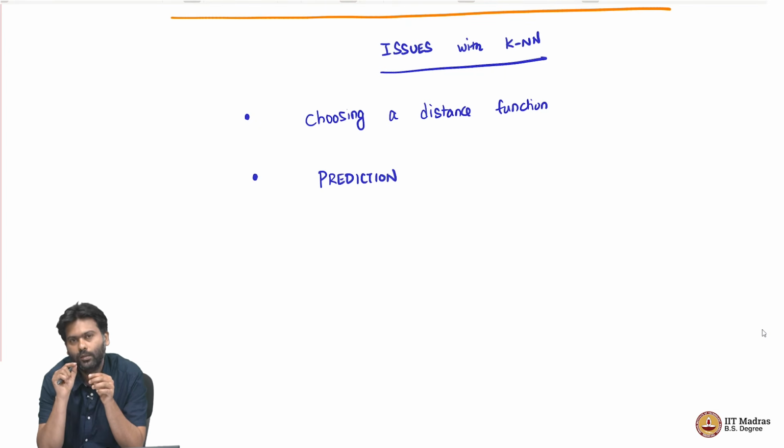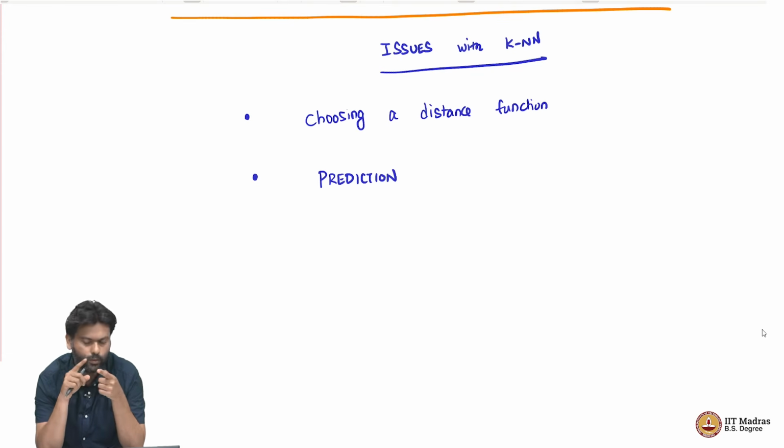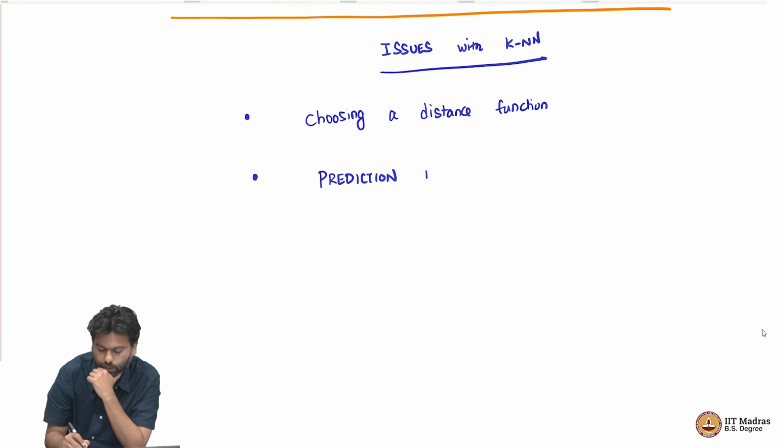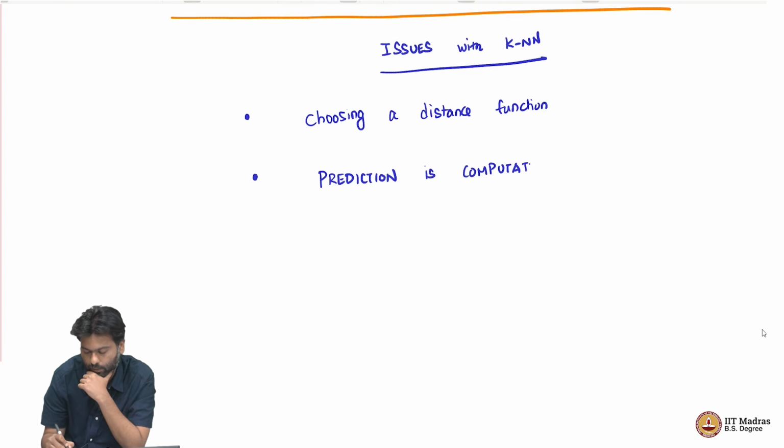To find the top k neighbors, maybe you can use some properties of the distance function to reduce this computation. Still, it's going to scale with the number of data points that you have in your data set, right? So the prediction is going to take computationally a lot of time. And if you want to predict the next data point, you will have to do the same business again: find the distances, sort them, take the top k, and then look at the labels. So prediction is computationally expensive. This is the most important problem with k nearest neighbors.